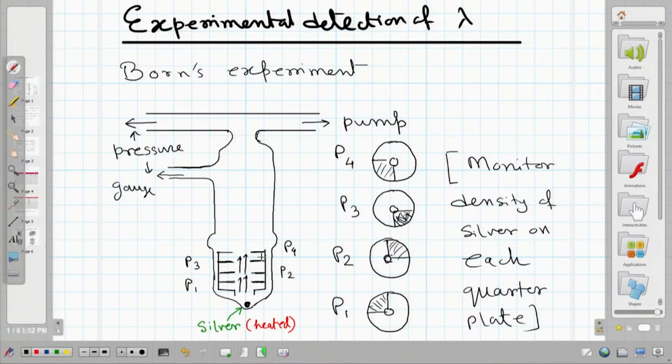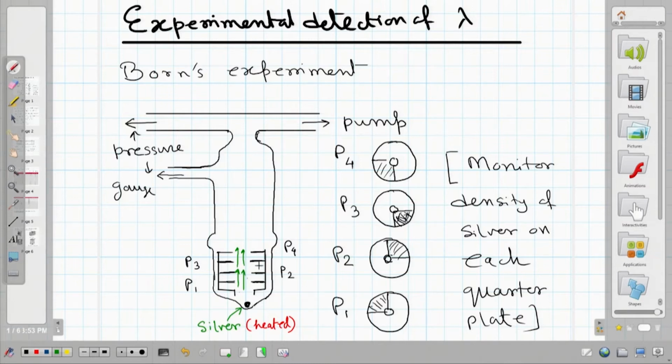Now, as they go up and as they put coating on the silver plates, depending on the height of the plate from this silver source, the density of silver coating will be changing, right, because close to the surface of the silver itself, the coating will be thick. If we go far, the coating will be thin.